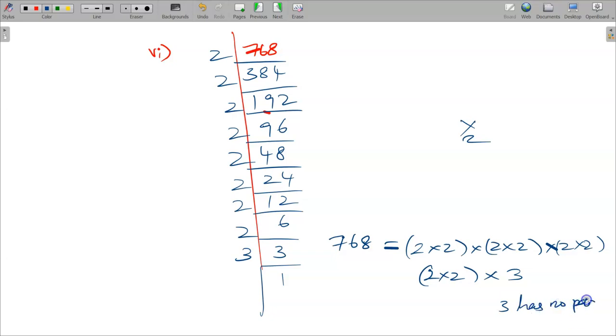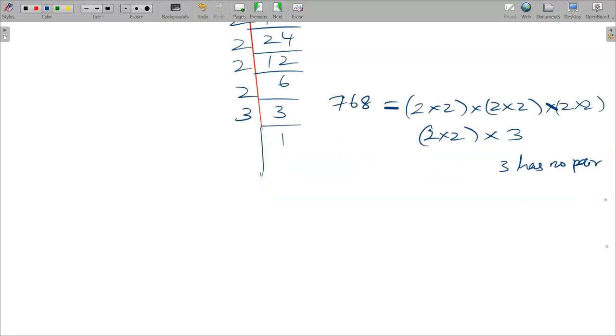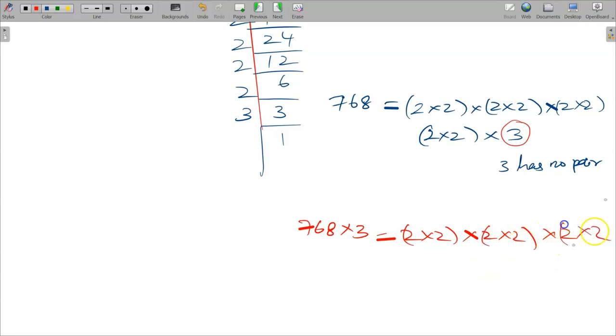Okay, so in order to find the new perfect square number, what I have to do is additionally multiply by 3 in both the left hand side and right hand side. So 768 into 3 will now become 2 into 2 into 2 into 2, again 2 into 2, 2 into 2, again 3 into 3, because 3 only has no pair. In addition I am multiplying 3 here, so on the left hand side also I am multiplying by 3.